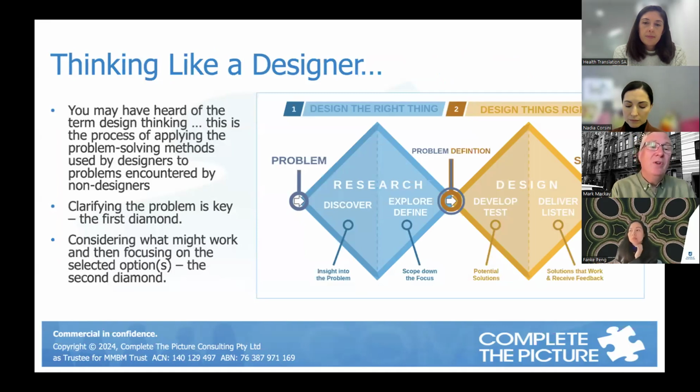So you may have heard the term design thinking, and it's been around a while. It's not new, but for some people, it's still a challenge. For some, they may not have heard of it at all.